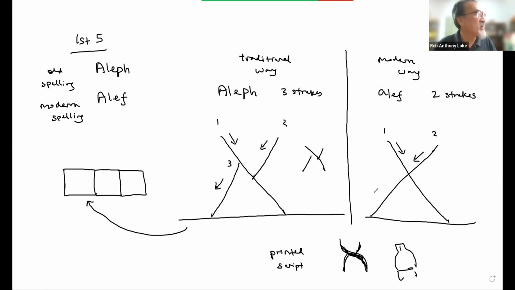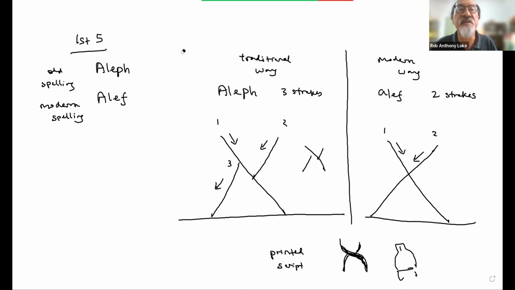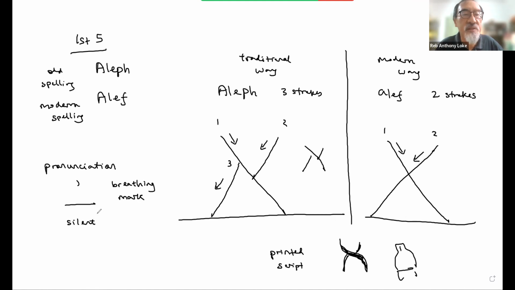Okay. And so what do you have in the first consonant? The first consonant is not A. Although the Greek developed it and made it an A, Aleph is not A, okay? In terms of pronunciation, which you see in the third column, it is just a breathing mark above the line. Okay, this is called a breathing mark. So therefore, it is silent. There's no sound.